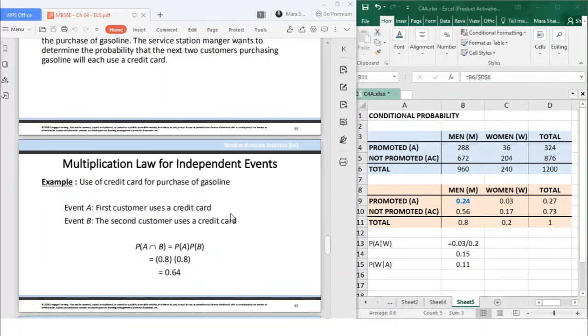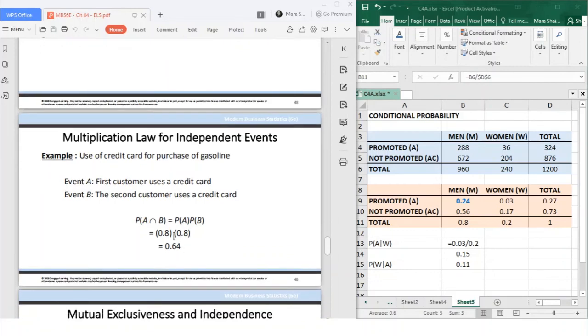Now, if you want to get the probability that both events happen, or the intersection of both events, you simply multiply event A with event B. So, meaning, there is a 64% probability that the first customer and the second customer will both use a credit card. So, that is the multiplication law for independent events.